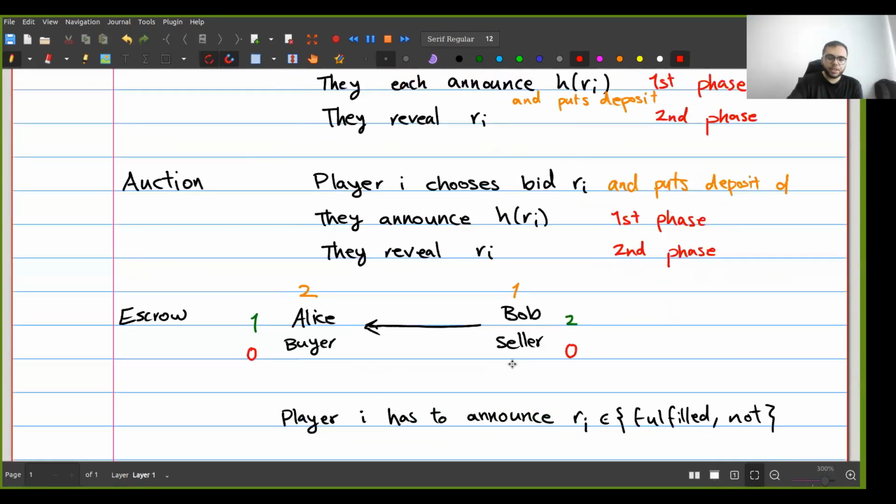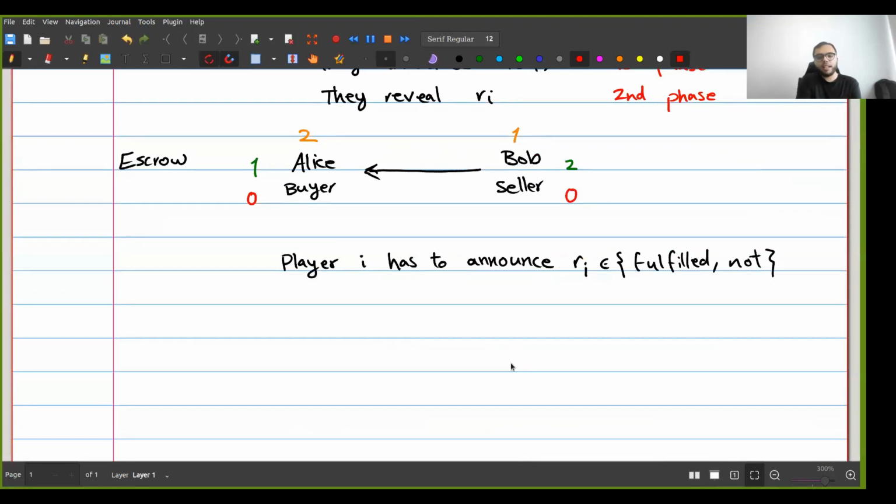So now the question is, can I do the same thing in an escrow? Can I have an escrow where I say, okay, Alice and Bob, you're not supposed to just announce your value RI, which says whether it was fulfilled or not, but you're supposed to use a commitment scheme. So let's see what happens here. Let's use a commitment scheme.